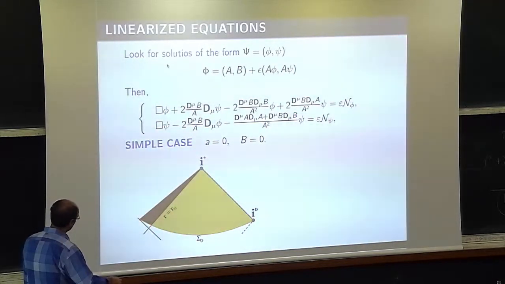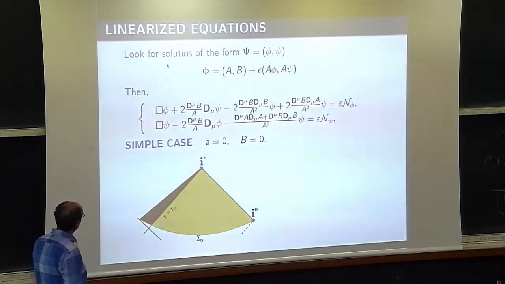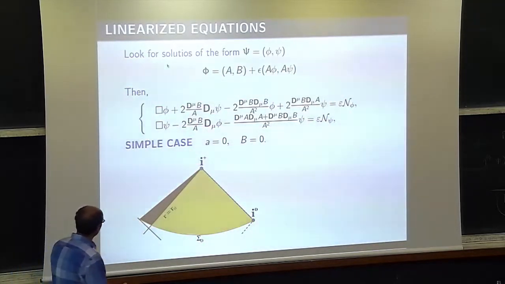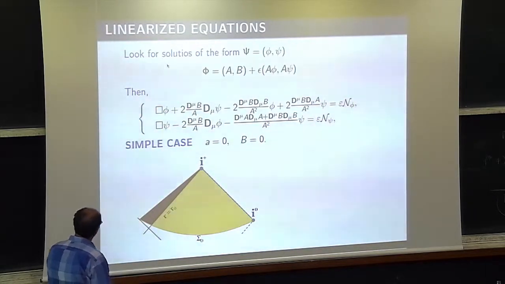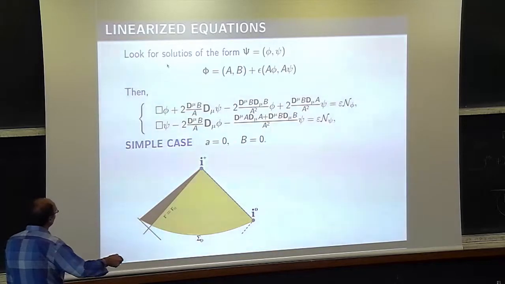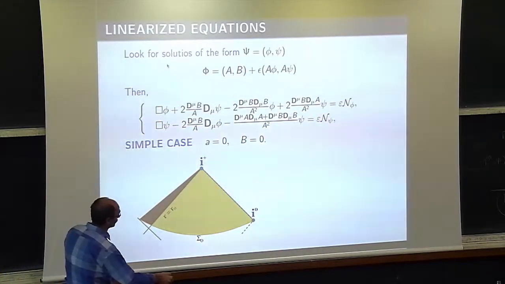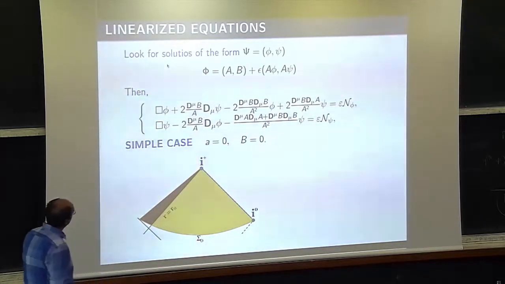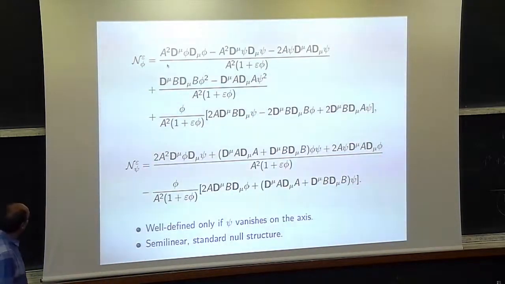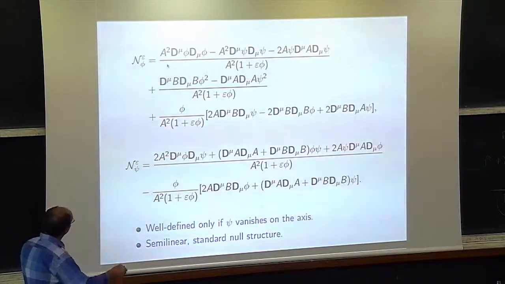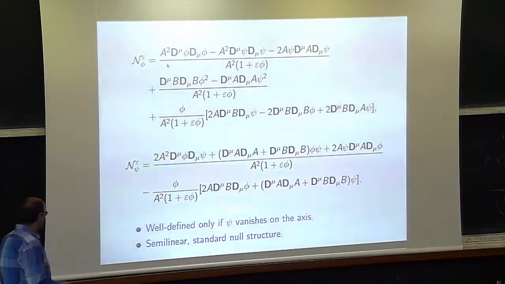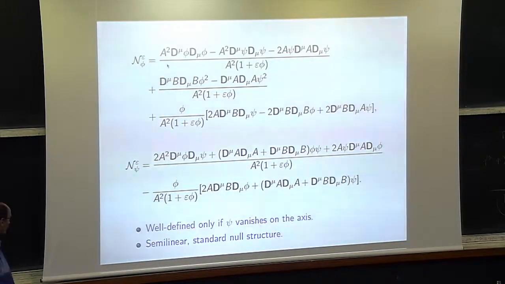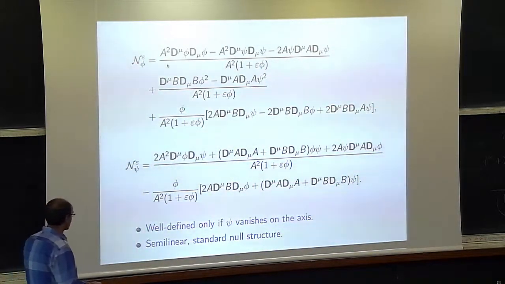So you take initial data on sigma 0 and you want to say something about solutions. There is a simple problem you can analyze first, which is the case when a equals 0 and b equals 0, where this linearization simplifies quite a bit. But in general the linear equations are complicated, and you cannot reduce them to the standard wave equations as you had here. That is what the nonlinearity looks like; let's not worry too much about this now. You have to show that everything is well defined, and everything is well defined if psi vanishes on the axis.